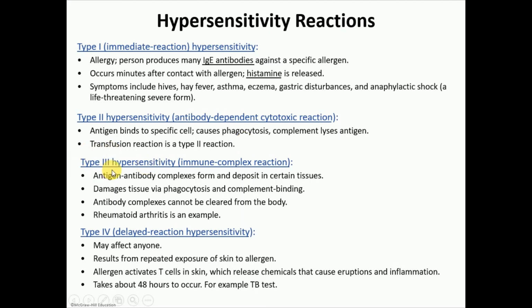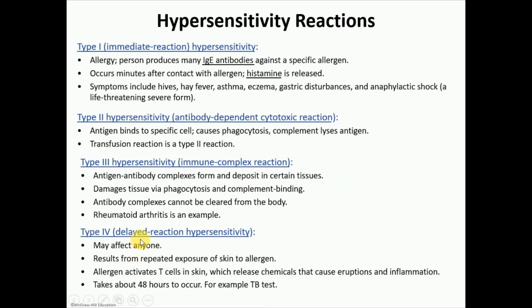Type 3 hypersensitivity also depends on the interaction between an antigen and antibody. It makes that immune complex, which is antigen plus antibody together, but it doesn't destroy the cells right away. It will deposit on certain tissues like joints, for example, and destroy those joints. So it will damage the tissue by phagocytosis and activation of complement. Unfortunately, the body does not have the ability to clear or get rid of those antibody complexes. For example, RA, or rheumatoid arthritis, is an example of type 3 hypersensitivity. Type 3 hypersensitivity is more of the autoimmune kind of reaction.